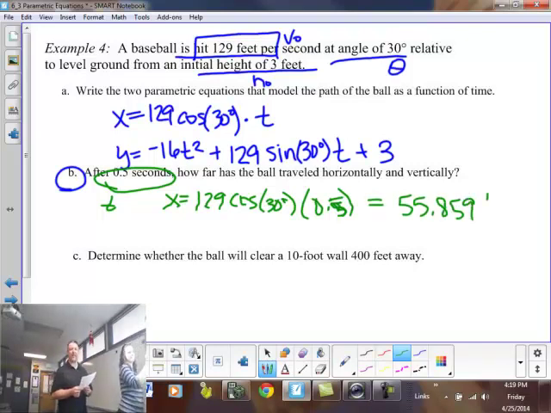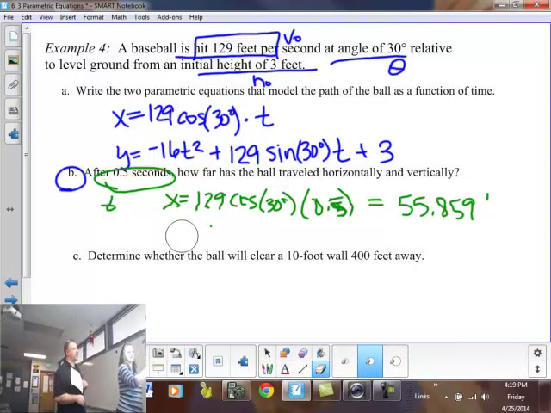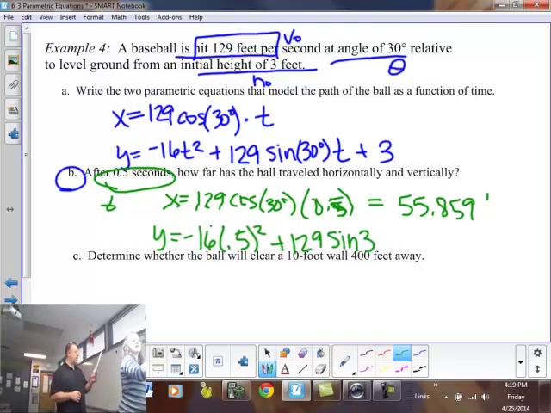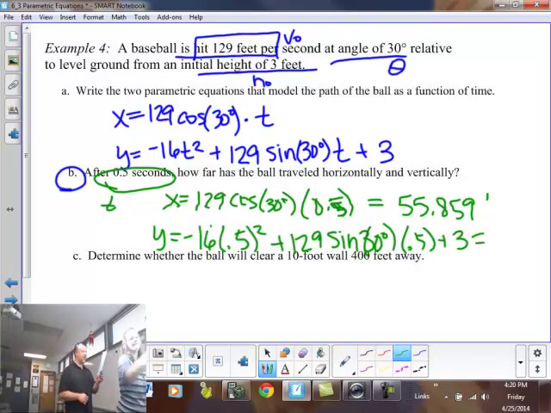Okay, 3 decimal places. All right, the vertical component is y equals negative 16 times... Oh, sorry, 0.5 squared. I knew that. We actually have a number for t now; we don't have to use t. Negative 16, parentheses, 0.5 quantity squared, plus 129 times the sine of 30 degrees times 0.5 plus 3 is approximately or equal to 63.5. It actually comes out to be nice and neat because the sine of 30 was 0.5.